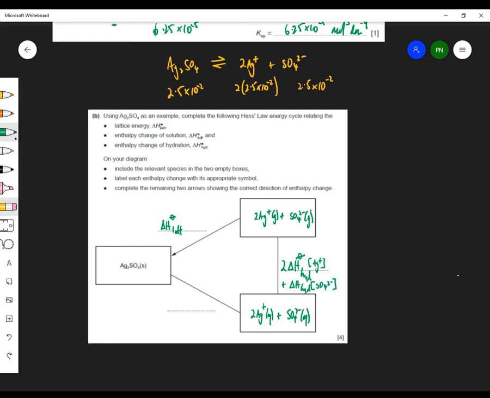Okay, and therefore this is going to be delta H solution. So we've used that. Do they want it this specific? Let me check the answers. Probably not, actually. No, it doesn't want it. Did I get it right? Yeah, I got it right. Now, all they wanted for this bit was delta H hydration. I've been too specific there. All right, we're good with that.